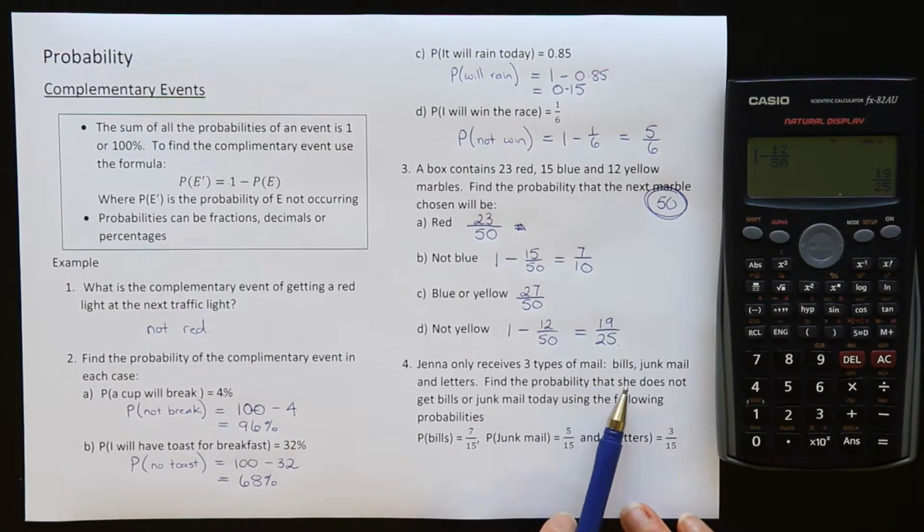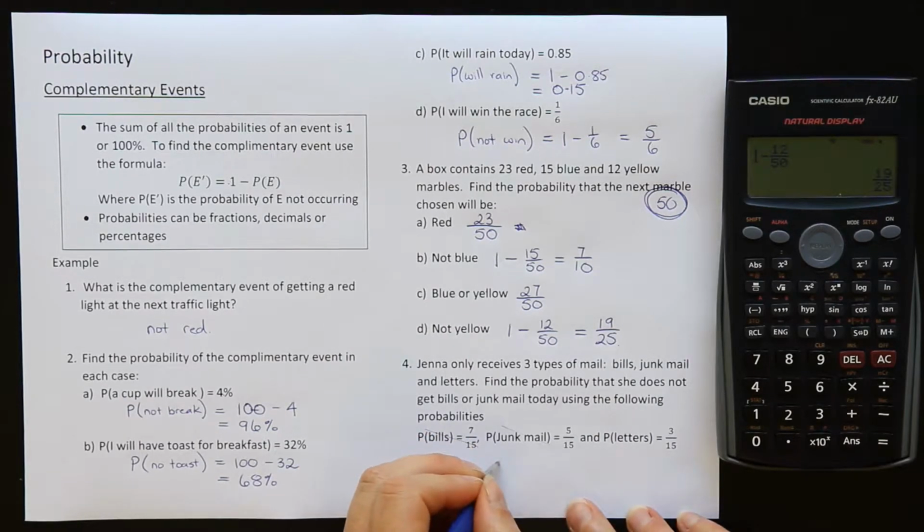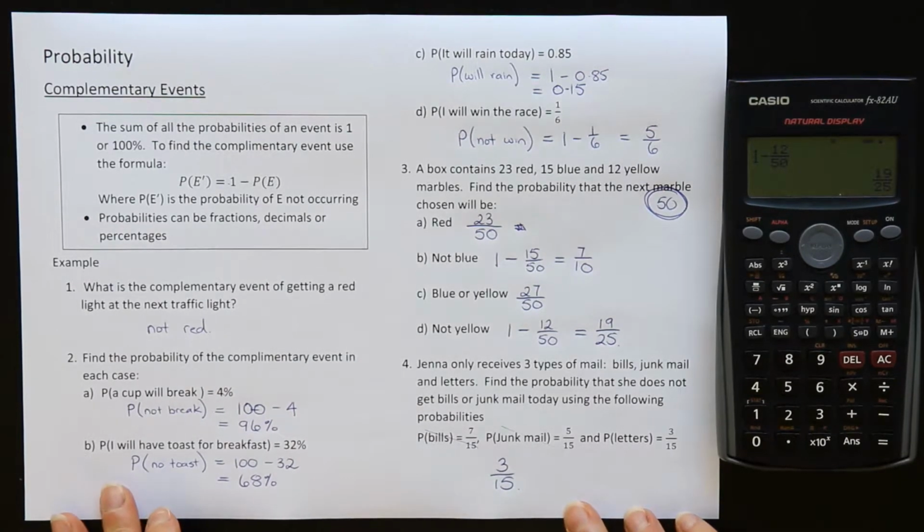So the probability that she does not get bills or junk mail: she does not get bills and she does not get junk mail. That means that she's only getting letters. And the probability of her getting just letters is 3 out of 15. So there's no calculation required there. You just need to understand what that is saying in the wording of the question.